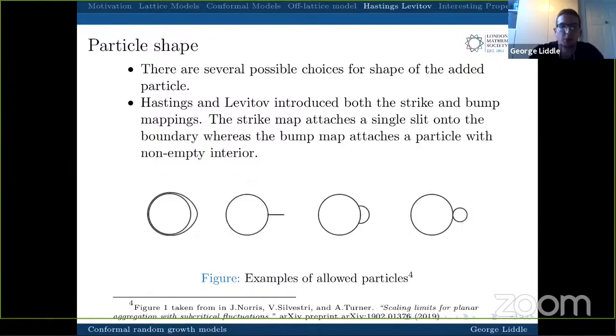So these are all examples of particles which you can attach. But obviously, just like we're discussing with the Hastings-Levitov model as a whole, we don't want to keep changing results every time we have to change something. We often don't want to change results based on the particles that we're going to attach. So in general, we often study a generalized particle, which allows us just to recover all of these particles.